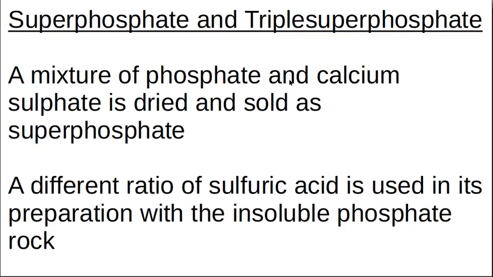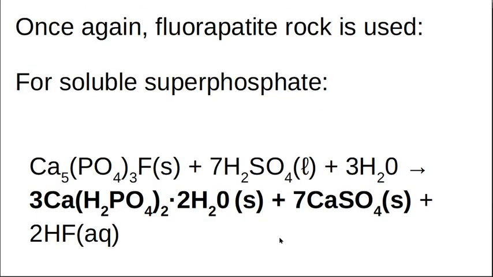Then, just to make it more interesting, you end up with superphosphate and triple superphosphate. So that's when you can mix phosphate and calcium sulfate. Okay, so the phosphate and the calcium sulfate, and then you get superphosphate. So when you do this, you still use that phosphate rock like they mine in Palabora, but you put in a different amount of sulfuric acid, and then the reaction doesn't quite go to the same stage as previously.